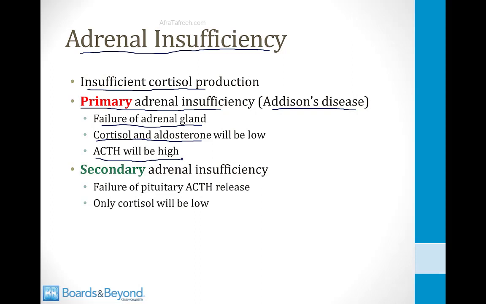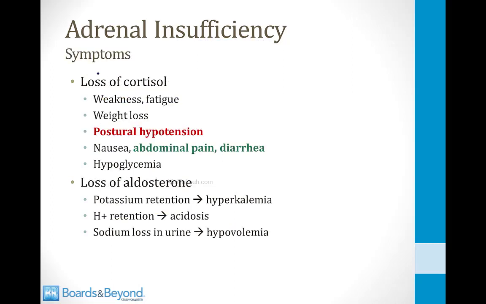You can also have adrenal insufficiency due to a secondary cause. This is where the problem resides in the pituitary gland. It's failing to release ACTH. In this situation, the adrenal gland will fail to produce enough cortisol because it's not being stimulated. However, aldosterone production will be normal because aldosterone is under the control of the renin-angiotensin-aldosterone system. The symptoms of adrenal insufficiency can be subtle, and they're often missed clinically.